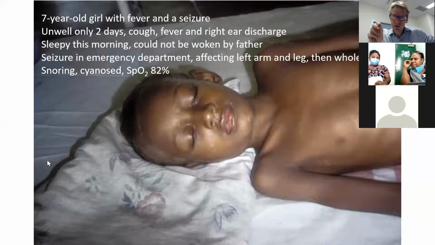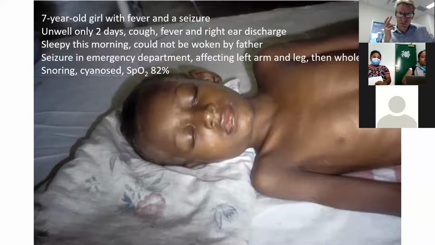She was a 7-year-old girl who presented with fever and a seizure. She'd only been unwell for 2 days, or at least according to her parents. She had a cough and a fever and a discharge from the right ear. You can perhaps see that the right side of her face looks a little bit more swollen than the left side. Maybe you'd think that's the angle of the photo, but perhaps her right side looks a bit more swollen.